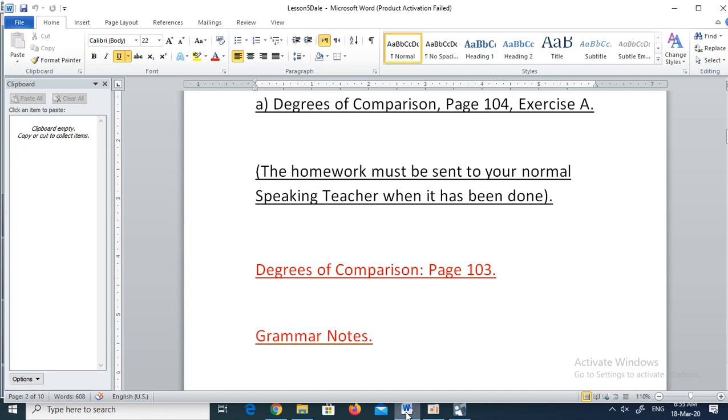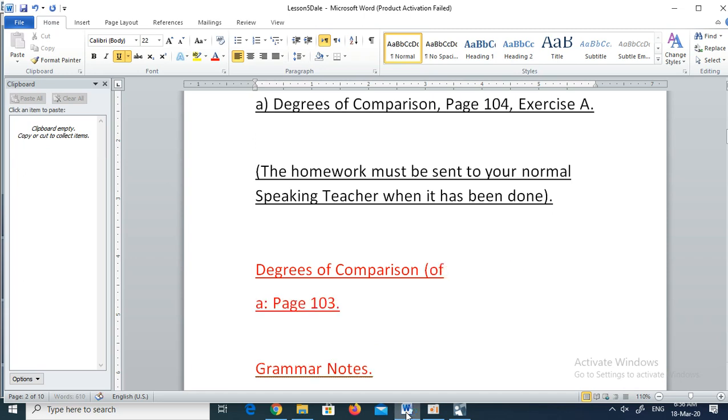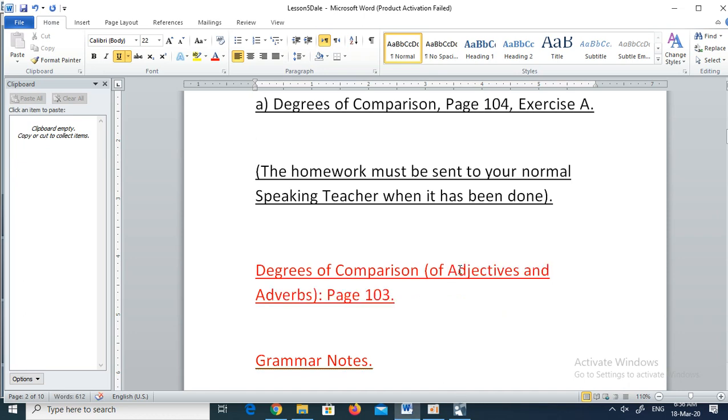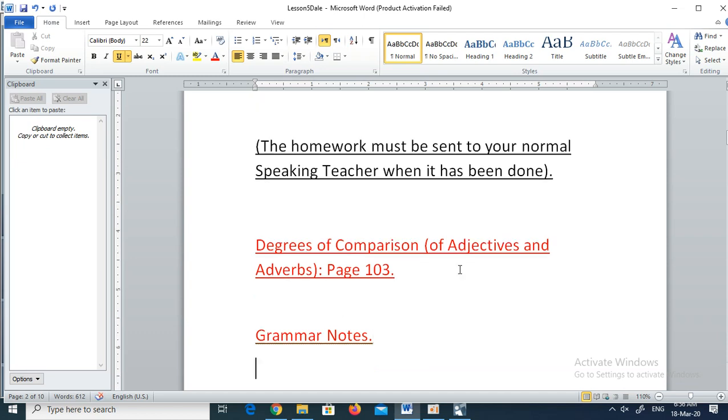What we are doing today are degrees of comparison, and they are the degrees of comparison of adjectives and adverbs. Those are the two words which have degrees of comparison. Adjectives and adverbs. Okay, let us quickly discuss the grammar.